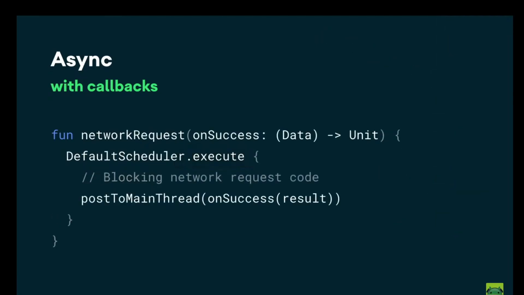If we take a look at network request, now it's just a function that doesn't return data anymore. It returns unit. And instead, it takes in a callback, a lambda that we call in this case onSuccess, with what to do after the network request finishes. We can call defaultscheduler.execute to move the execution of the network request to a different thread. And after that finishes, then we can post to the main thread calling onSuccess.